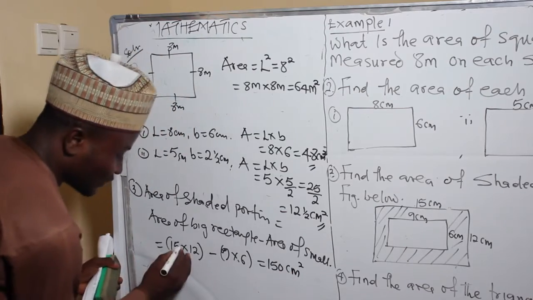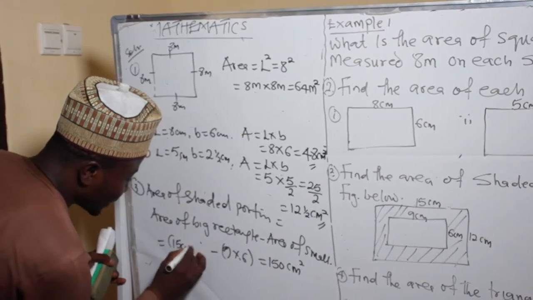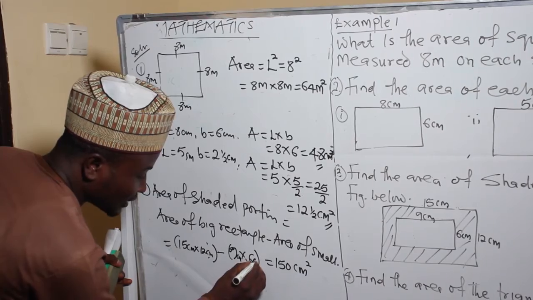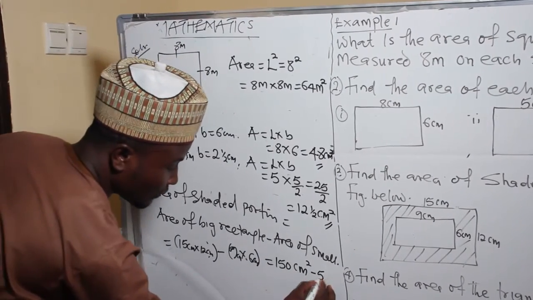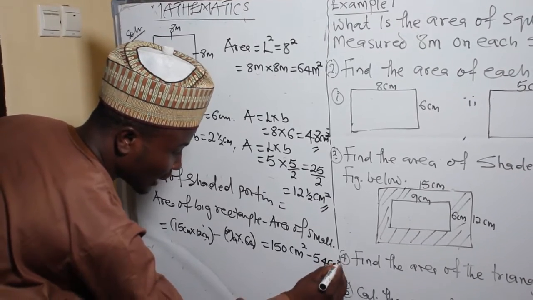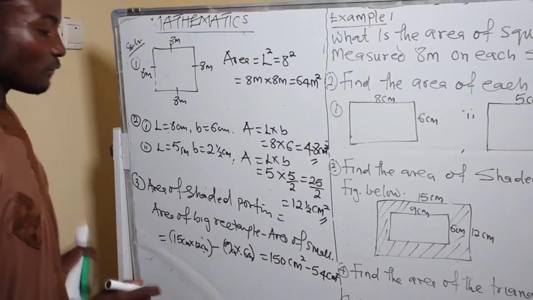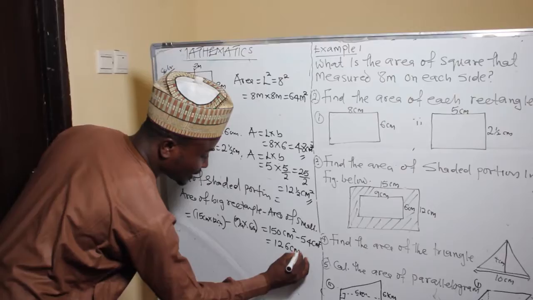Don't forget we have centimeter in each and every one. This is 15 centimeter times 12 centimeter minus 9 centimeter times 6 centimeter, right? So 9 times 6 is going to give us 54 centimeter square, right? So the 150 centimeter square minus 54 centimeter square is going to give us 126 centimeter square.